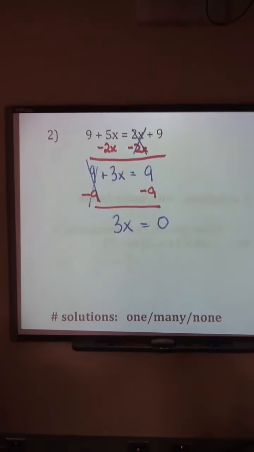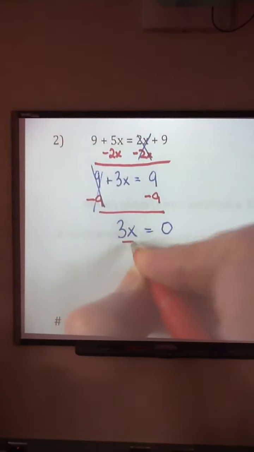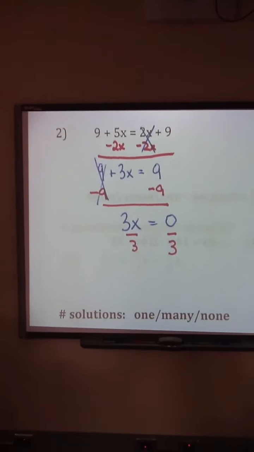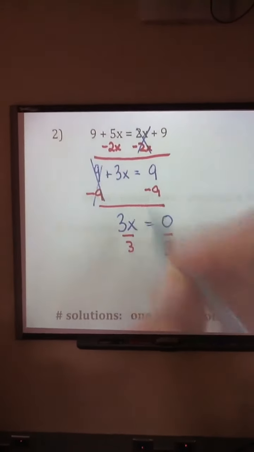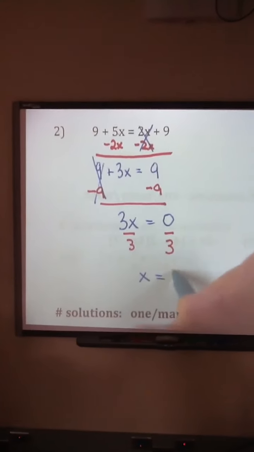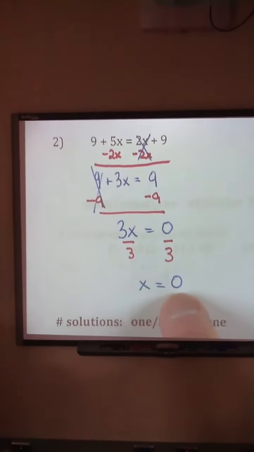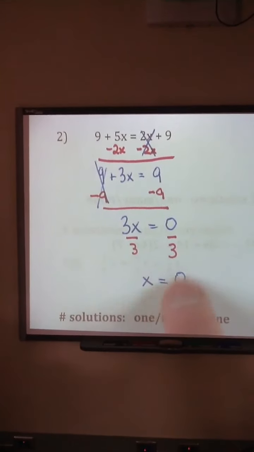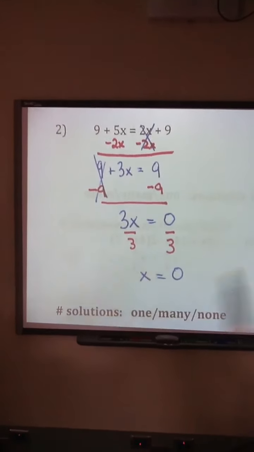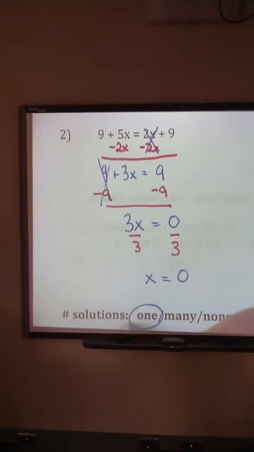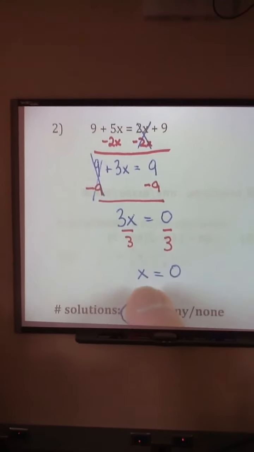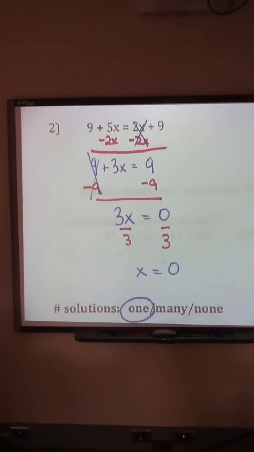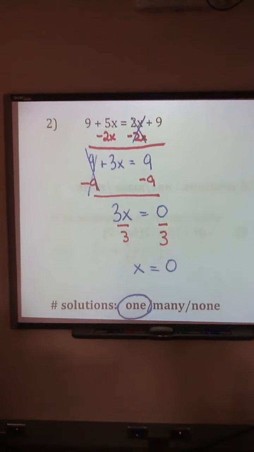Our next step then would be to divide by 3. And when you divide 0 by any number, you are going to get 0. So our answer to this equation is that x is equal to 0. This is an example of an equation that has one solution. There is one number that works, and the number is 0. So when you solve an equation in which you come up with just one value for the variable x, that is an equation in which there is one solution.